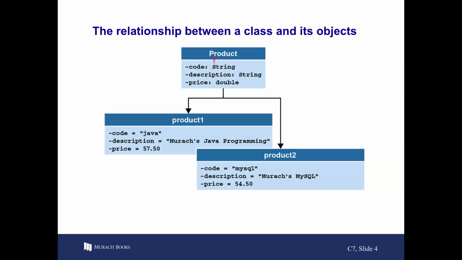You can have multiple instances of a product. When we create a product, it's called creating an instance. And then you can have multiple instances. So I can have product one and product two. These are two different variables, or maybe two different elements in an array list, and they're both of type Product. The data type of those variables is Product, but product one and product two have different values in their fields. So this is called an instance of a class. In this case, the class is named Product.